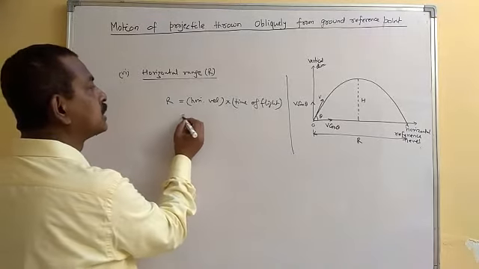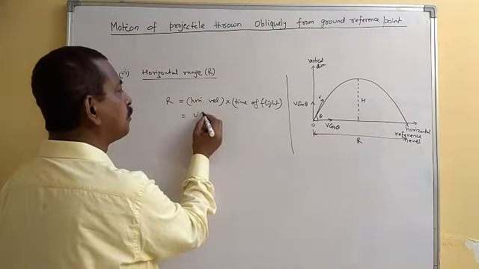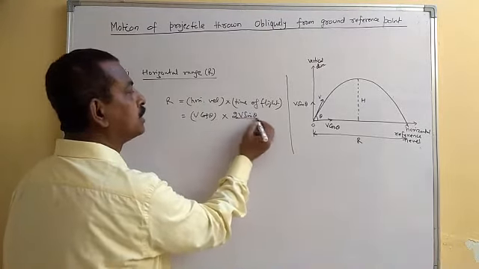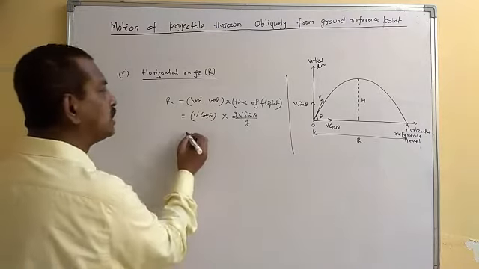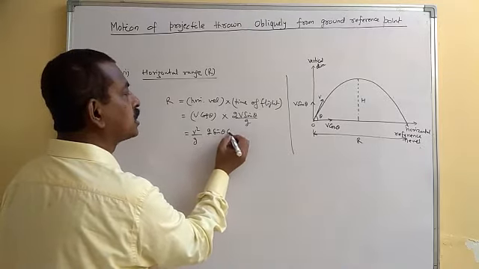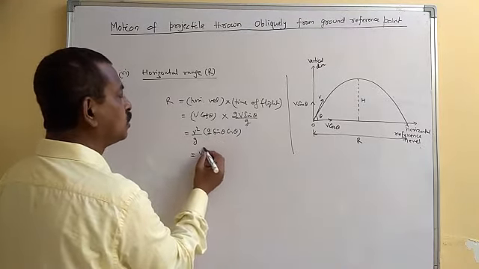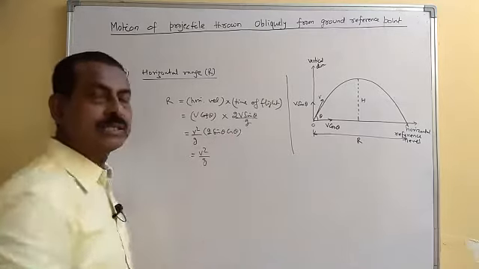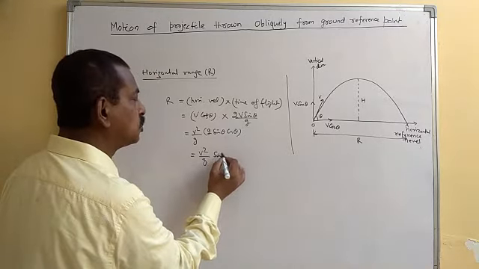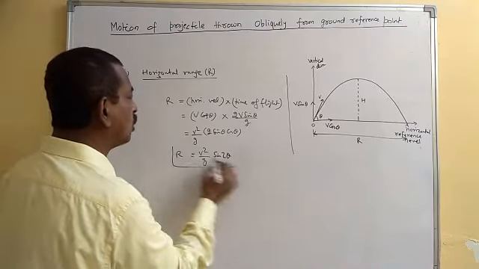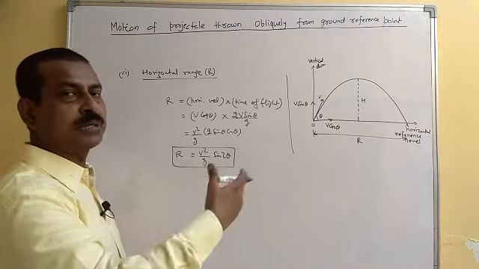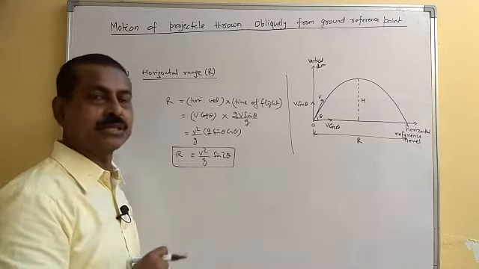Now this horizontal velocity is your v cos theta, and time of flight is 2v sin theta by g. So that means this can be written as v square by g times 2 sin theta cos theta, and this is basically sin 2 theta. Sin 2 theta is 2 sin theta cos theta. So this is the expression for the horizontal range. This will give you the horizontal displacement made by the projectile in its entire journey.